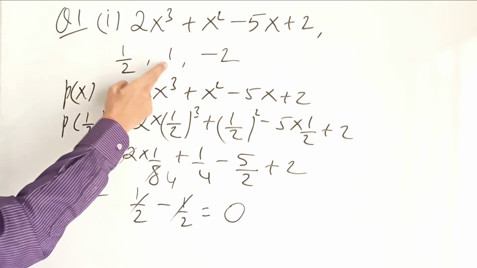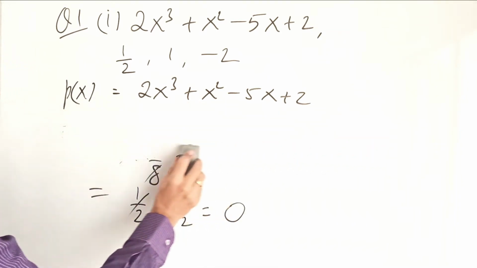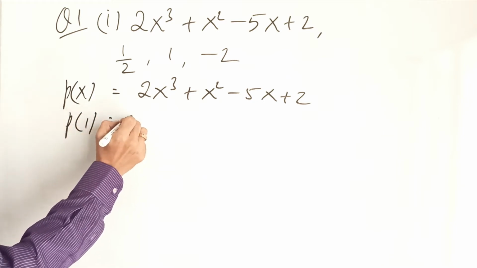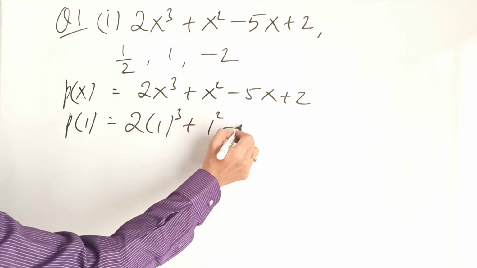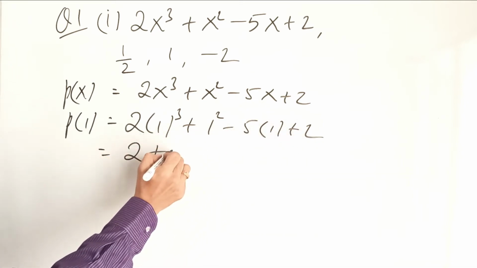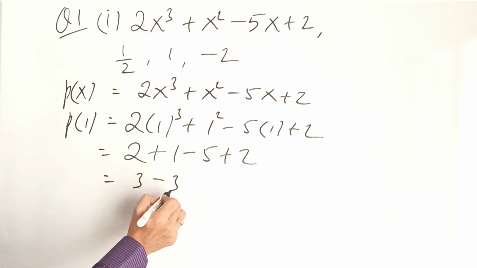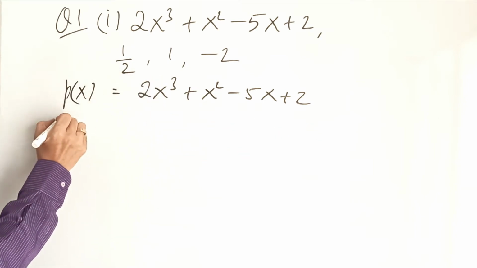Okay students, now let us check 1. So now we will put 1 in place of x. So P(1) is equal to 2 into 1 cube plus 1 square minus 5 into 1 plus 2. So this is 2 plus 1 minus 5, it is 3 minus 3, 0. So this is also verified, 1 is a zero of this given polynomial. Now let us check minus 2. Now we will put minus 2 in place of x.